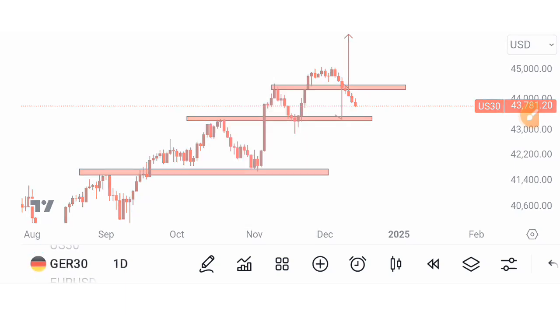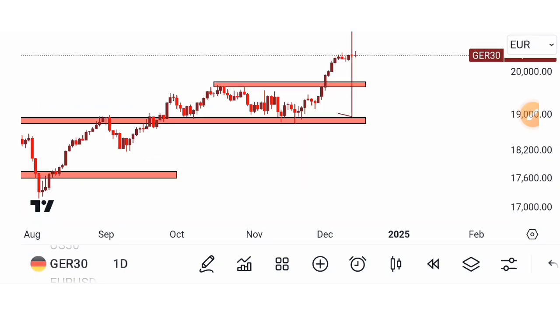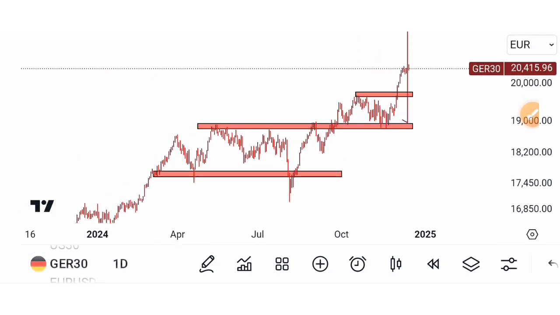German 30, and I'm closing with this one. On the German 30, I am bullish. So on the German 30, I don't even need to go to another higher time frame.